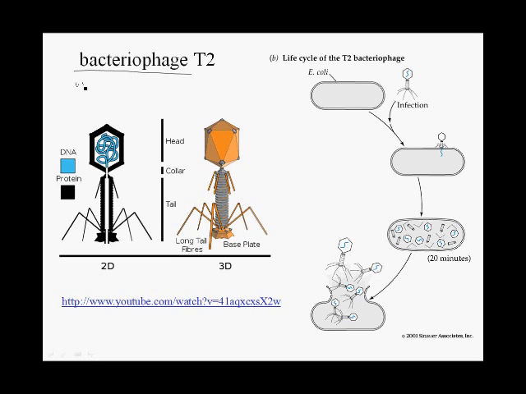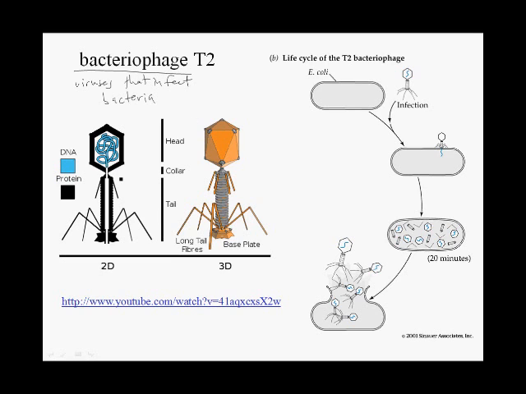Bacteriophage are viruses that infect bacteria. For some reason that I really can't explain, viruses that infect bacteria are called phage or bacteriophage. Now T2 is a member of a class of bacteriophages that have this type of structure.